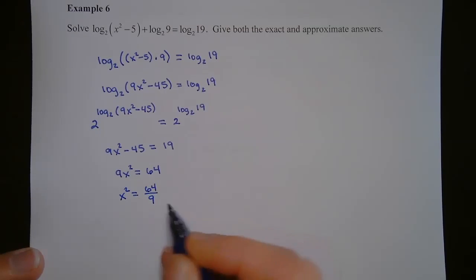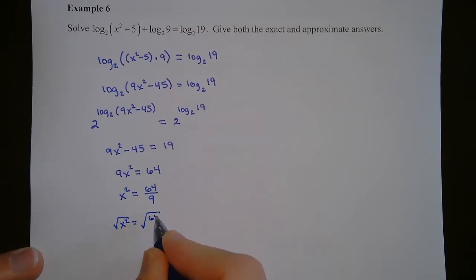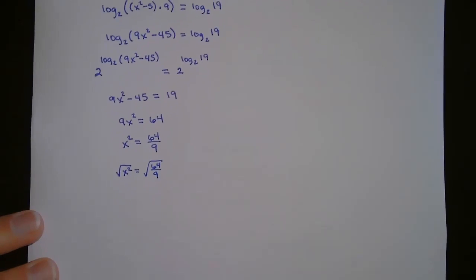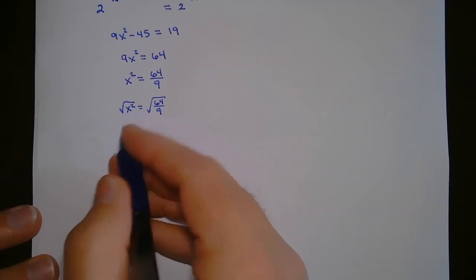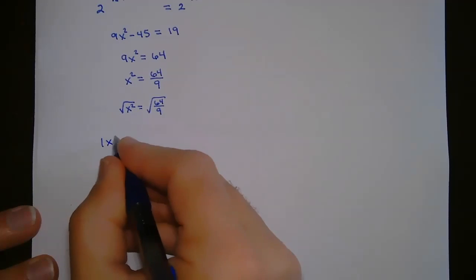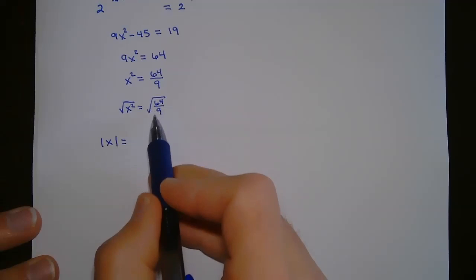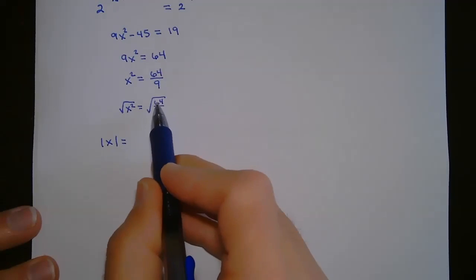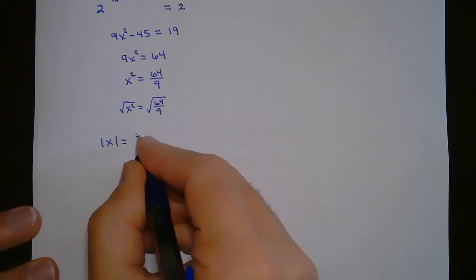And then the next thing I want to do is square root both sides. So I want to square root x squared, as long as I square root 64 over 9. The square root of x squared becomes the absolute value of x is equal to the square root of 64/9. When you square root a fraction, you can square root the numerator over the square root of the denominator. So this would be 8 over 3.